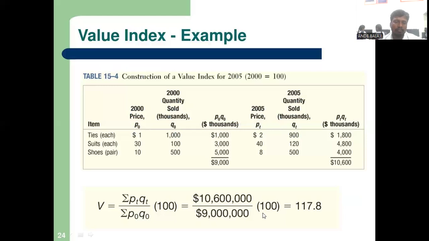This is an example related to the value index number. We have data in dollars for some ties, suits, and shoes: the prices in 2000 and quantities sold in 2000, and the product of base year prices and base year quantities. In 2005, we have the same commodities with prices like this and quantities like this, and the products of current year quantities and current year prices. These are their total values. Now the value index is the sum of P_t Q_t divided by the sum of P_0 Q_0, times 100, which gives 117.8.